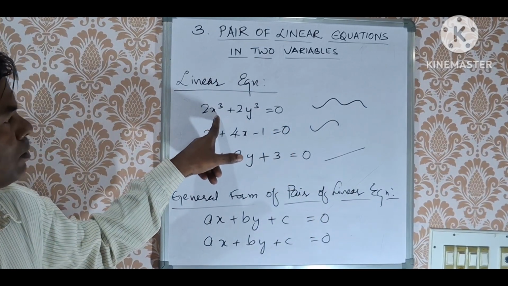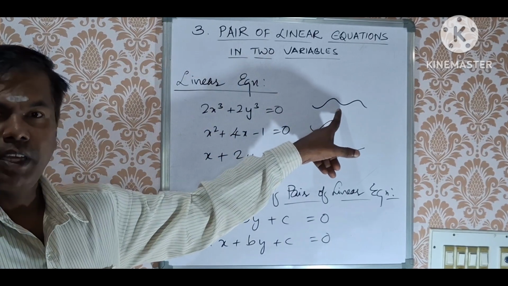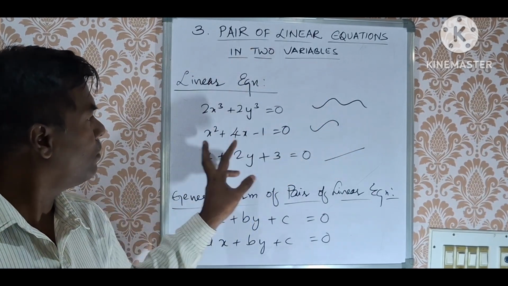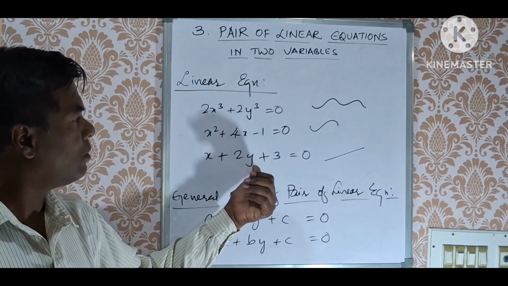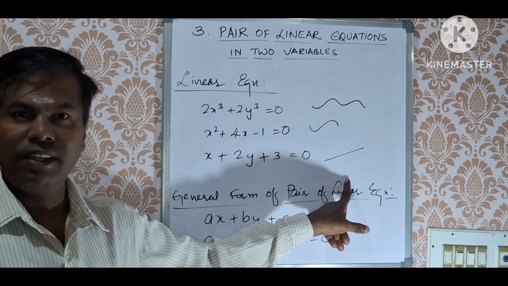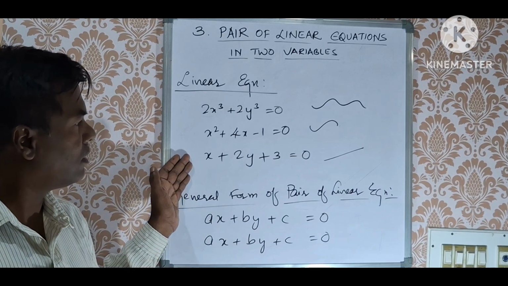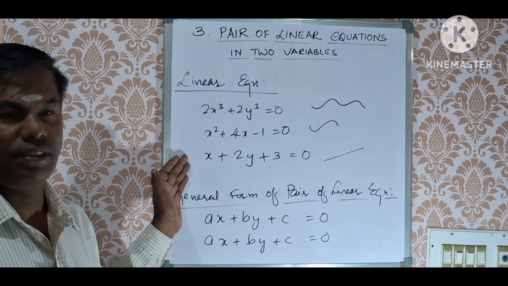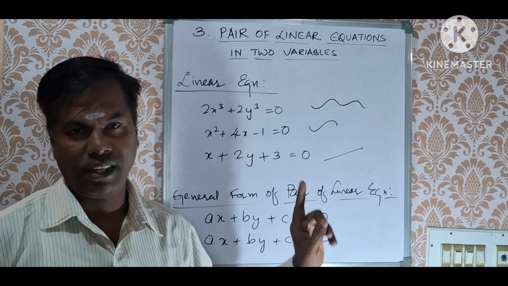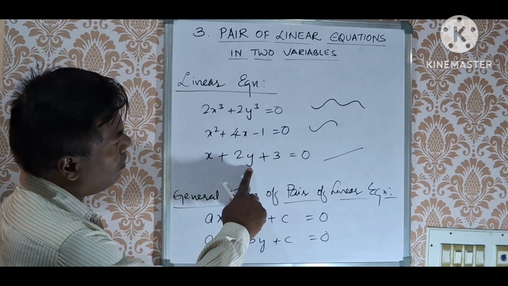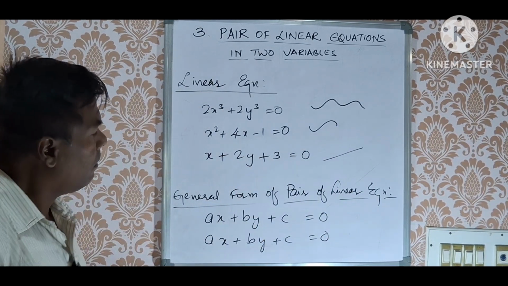If the power of x is 3, it will be a curve or circle or anything. If it is 2, it is a quadratic equation, it is also a curve. If the power of x and y are 1, it is always a straight line. Such equations are called linear equations. Linear equations are those equations which upon drawing we get a straight line, where the power of x is 1 and the power of y is also 1.